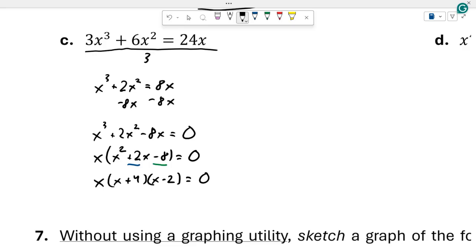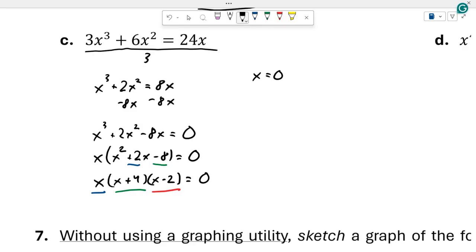Again, the zero product property says that when you have a product and you get 0, the only way that can happen is if at least one of your factors equals 0. So here we have 3 factors. Okay? We have x times x plus 4 times x minus 2. So in order to solve this question, we just set each of those factors equal to 0.